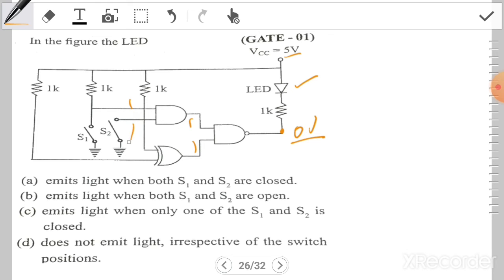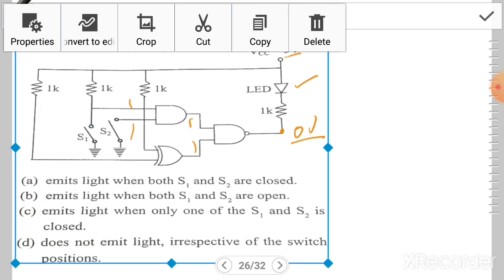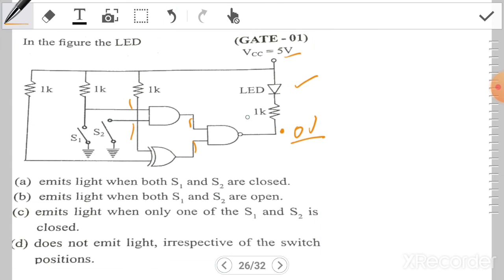But see, either this is connected to S2 or this is connected to S1. So one of the inputs is always 0. So this will never be 1. This will be 0.